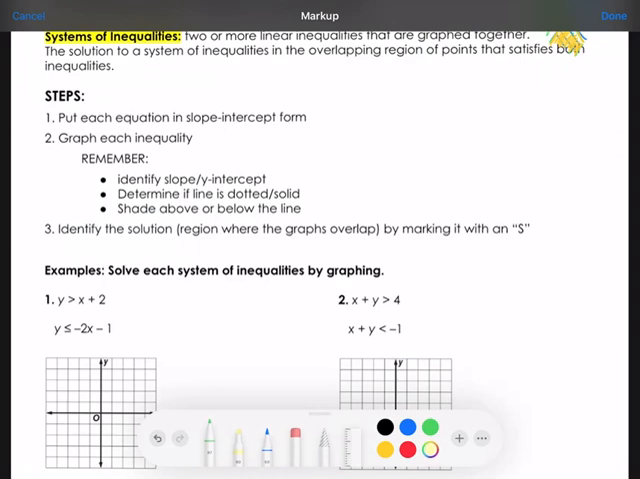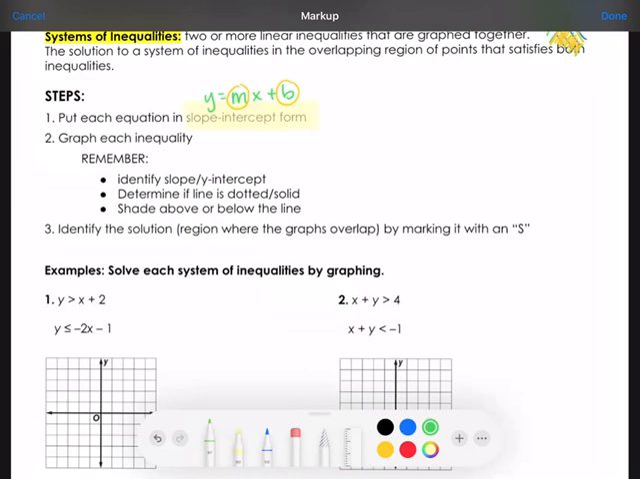So in order to graph, each equation needs to be in slope-intercept form, which, as a reminder, slope-intercept form is y equals mx plus b. The reason that slope-intercept form is important for graphing is because we need to be able to identify what our slope is, m, and what our intercept is, b, so that we can graph it.